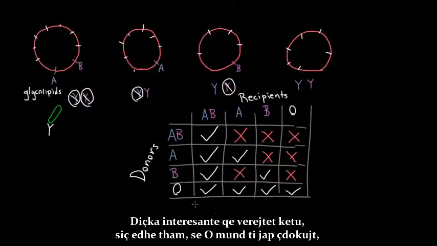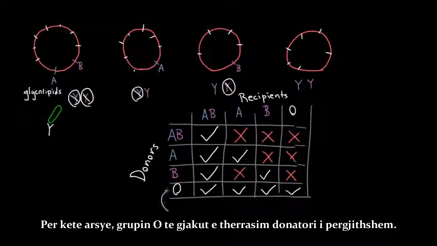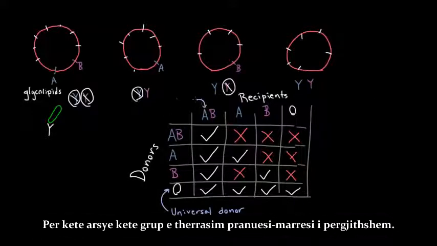So something interesting you'll notice here is, as we just said, O can give to anyone because the O blood type has no A's or B's on it, so no one's going to react to it. So for that reason, we call O the universal donor. And the other interesting thing you'll notice is that AB can receive from everyone. So for that reason, we call him the universal recipient.